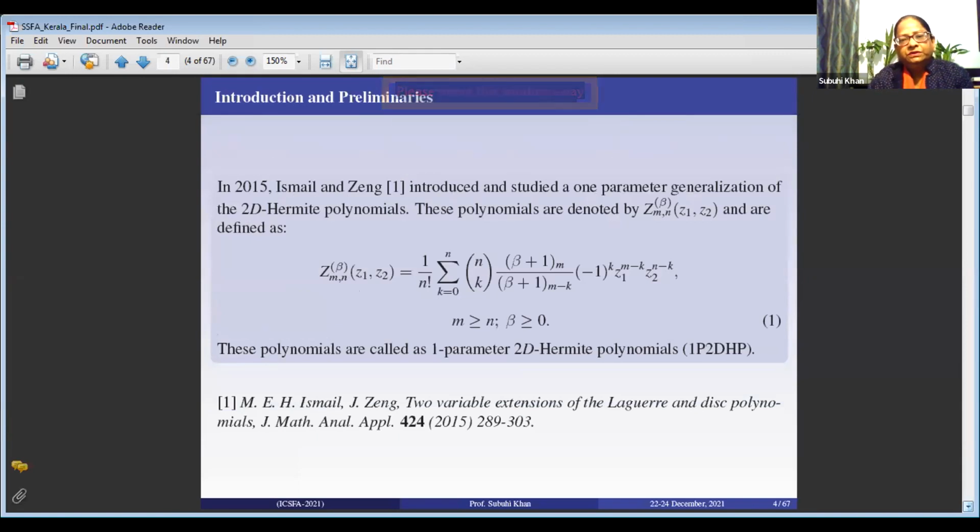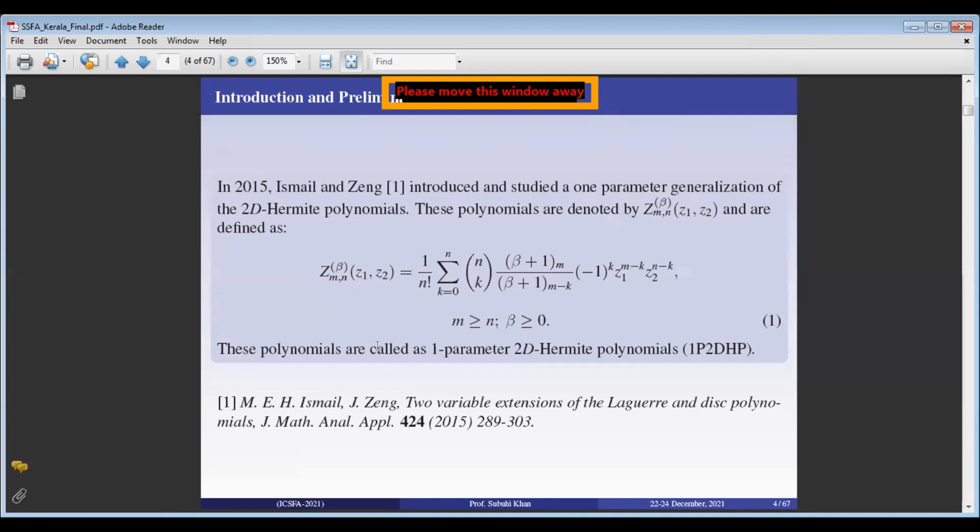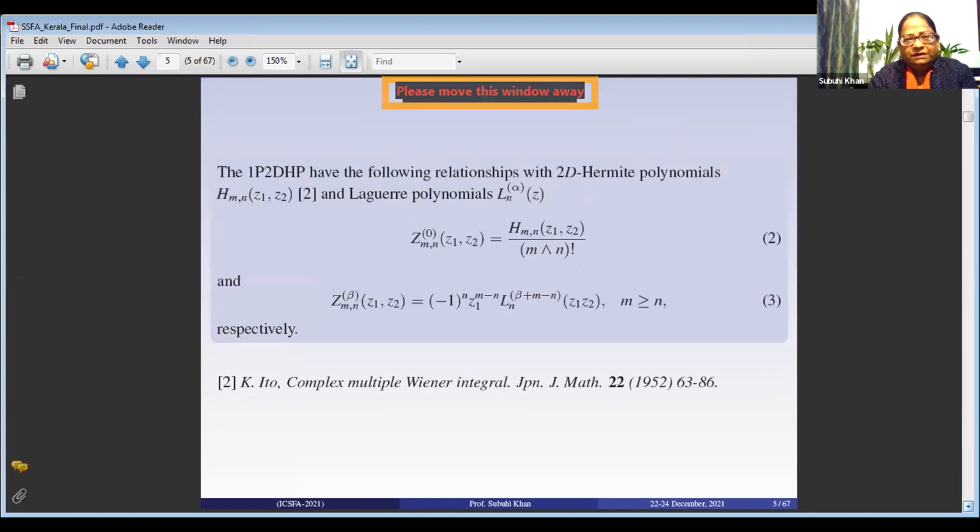Let us see which polynomials we have taken: the two-dimensional Hermite polynomials, introduced by Ismail and Zeng in 2015, defined by this series. Because there is a parameter beta, they are named one parameter two-dimensional Hermite polynomials. Certain interesting properties make them special, namely their relations with the 2D Hermite polynomials and also with the Laguerre polynomials.